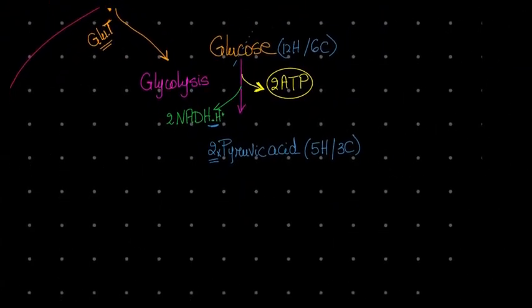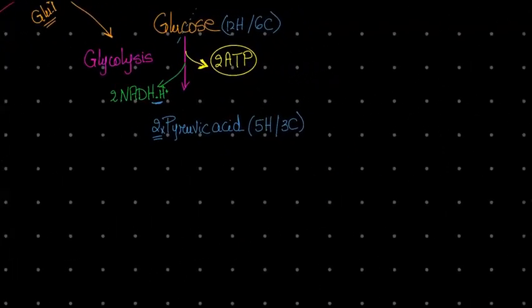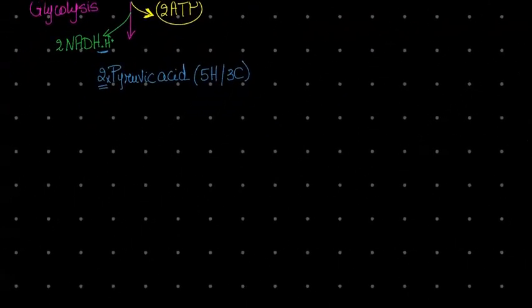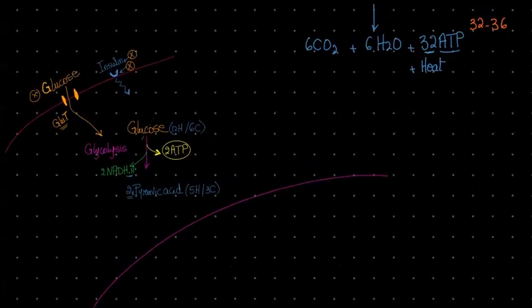In order for me to break down the pyruvic acid, I need to have oxygen and I need to pass through a cascade of chemical reactions. We call this cascade of chemical reactions the Krebs cycle or the citric acid cycle. And this takes place inside of the inner membrane of the mitochondria. Remember, here I was inside the cytoplasm.